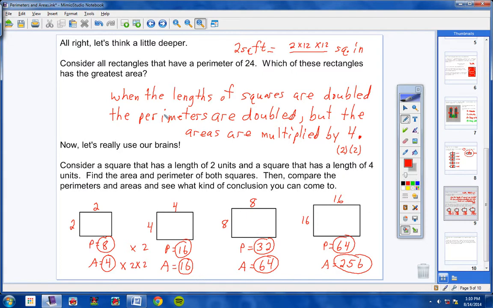Now, let me sum all this up. I know I've been a little long-winded. In geometry, you need to be able to read a problem like this, come up with different scenarios, and then come to a conclusion, and then write down what your conclusion is. And that's what we did here, okay? So we're evaluating different squares, and we're coming up with our own drawings in which the lengths were doubled, and then we compared the perimeters and we compared the areas. Okay, not too difficult, just a good thinking problem.